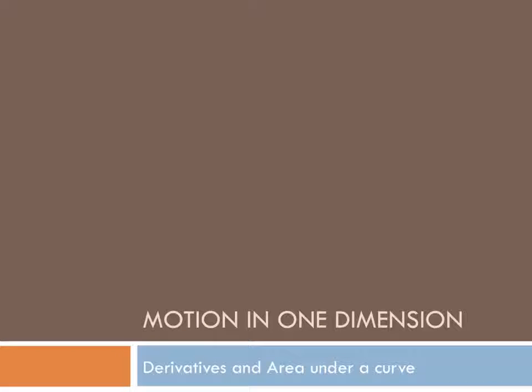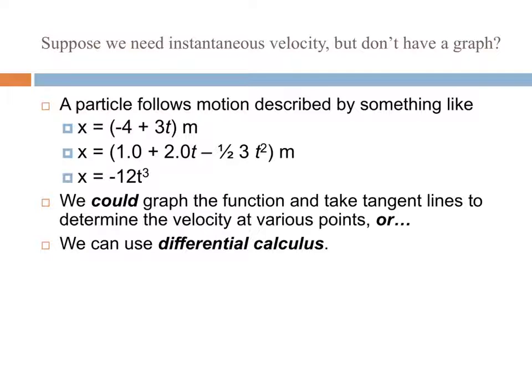This video covers derivatives and area under a curve. In the last video, we calculated instantaneous velocity by drawing a line tangent to the curve and getting the slope of that line. But if we don't have a graph and we only have an equation or a function that represents the motion of an object, well then we have to do something else.